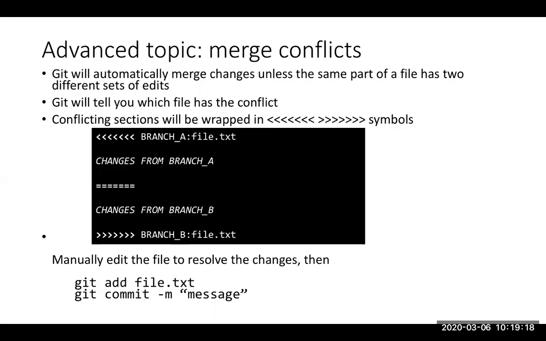It'll put some text in your file where it's setting out what the two sets of changes are, and it'll bracket them in all these greater than and less than signs. So it's your responsibility to go in and intelligently reconcile these two changes. Maybe you just want to end up discarding one of them, or you find some common ground between them. Once you do that, then you can add and commit that merge back into the repository.